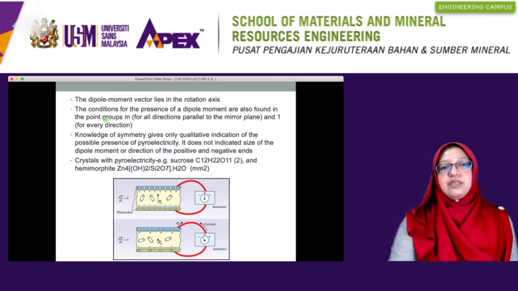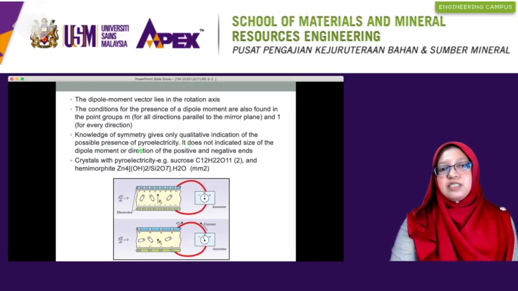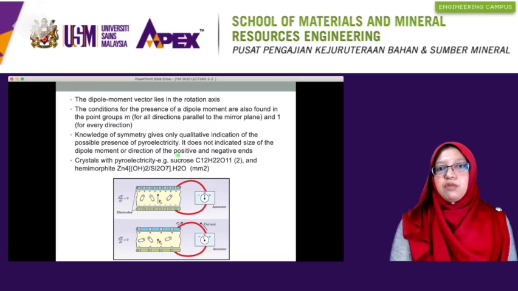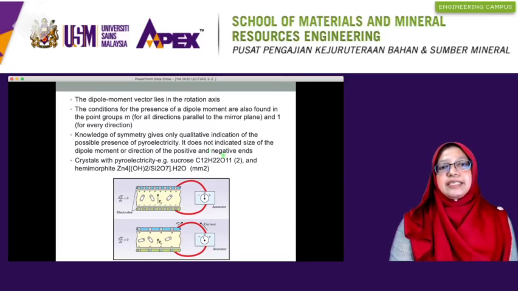The conditions for the presence of a dipole moment are also found in the point groups of mirror and 1 for every direction, and the knowledge of symmetry gives us only a qualitative indication of the possible presence of pyroelectricity. It does not indicate the size of the dipole moment or the direction of the positive and negative ends.